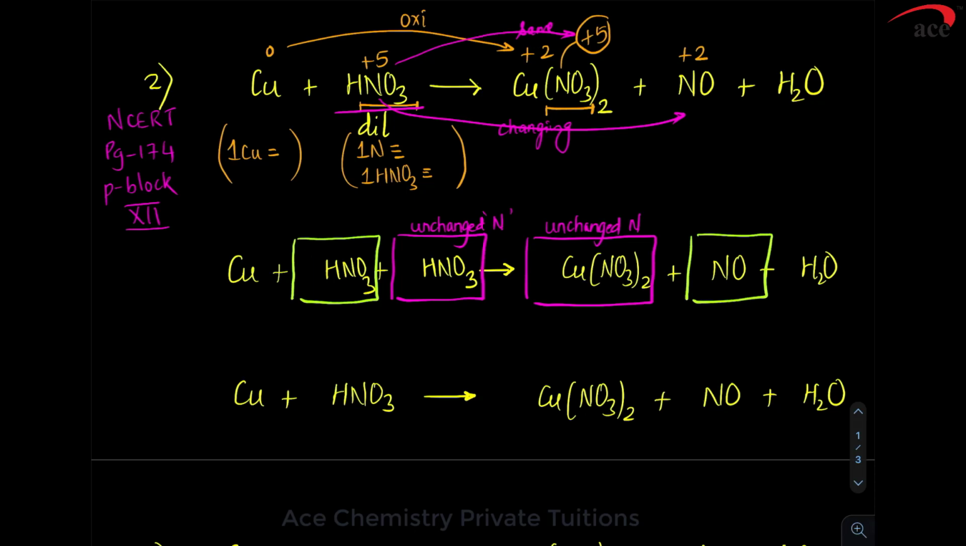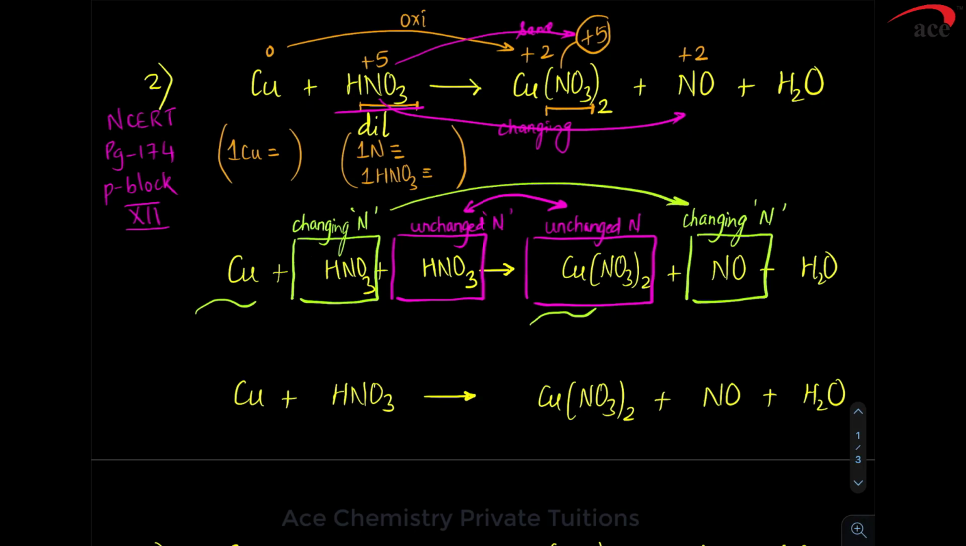What is this? I'll call it as changing oxidation state of nitrogen. I'll just simply write changing nitrogen. Remember, changing nitrogen means nitrogen whose oxidation state is changing. Copper is also changing. Remember that. Okay. So these 2 balancing are associated and these 2 balancing are associated.